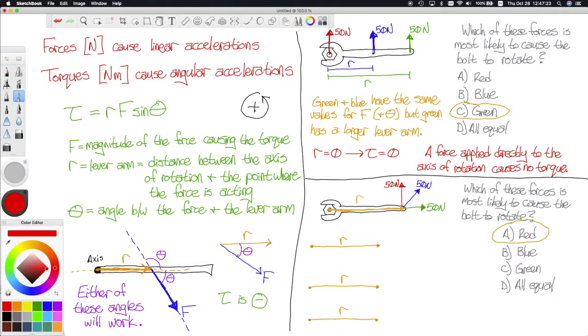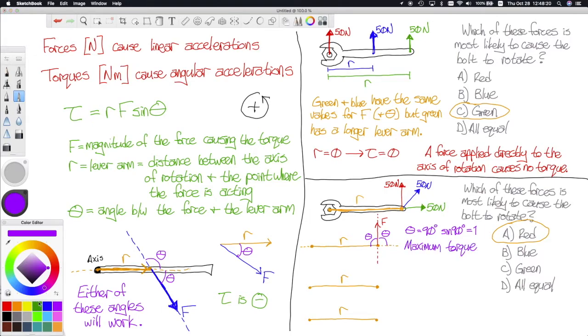The red force acts over here at the right end of the lever arm, pointing straight upward. So if we do what I did before and extend both our force and our lever arm with dotted lines, we would need any of these angles. Either this angle right here as theta or this angle right here as theta. In this case, our theta will be 90 degrees, and sine of theta will equal 1. So when the force is applied perpendicularly to the lever arm, we get the maximum possible torque.